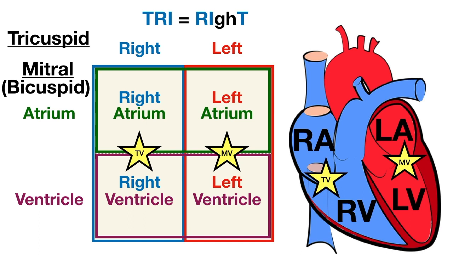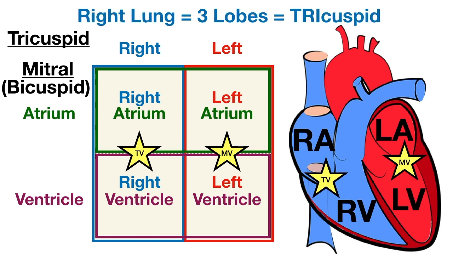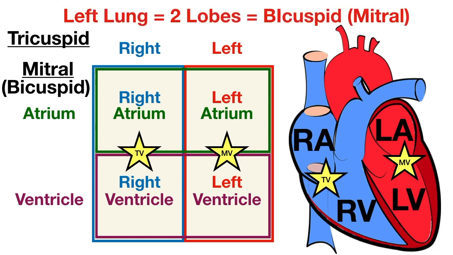The third and final trick is to remember the different lobes of the lungs. So the right lung has 3 lobes, and the tricuspid valve, which tri represents 3, is located on the right side of the heart. And then the left lung has 2 lobes, and the bicuspid valve, which bi indicates 2, is located on the left side of the heart.